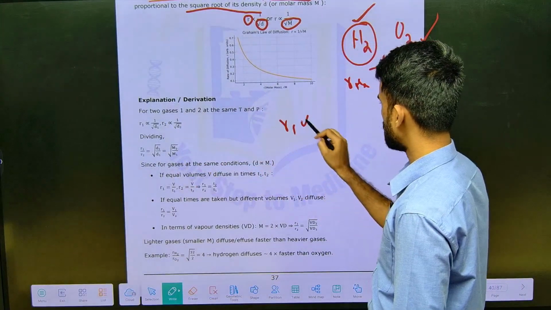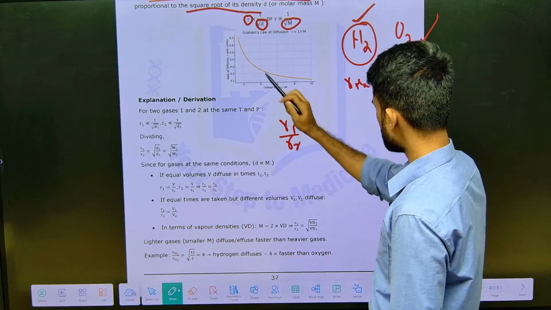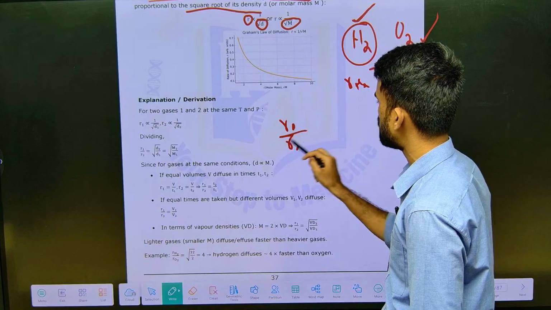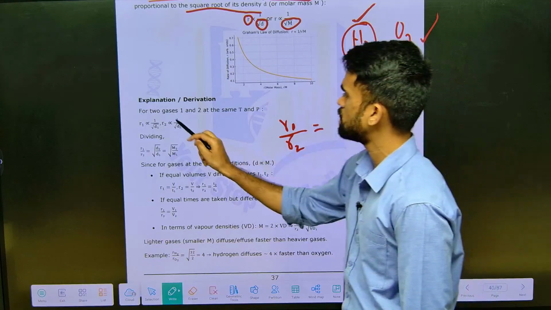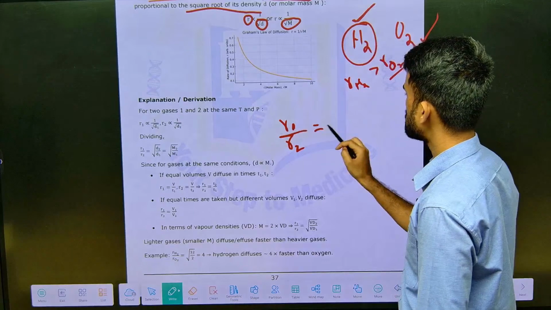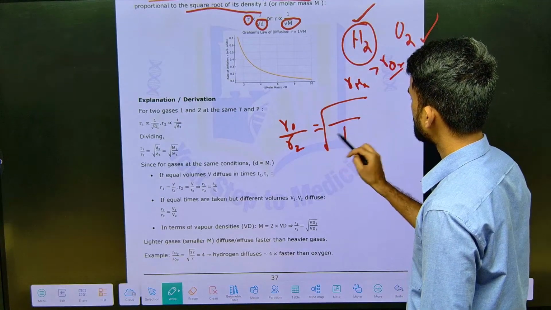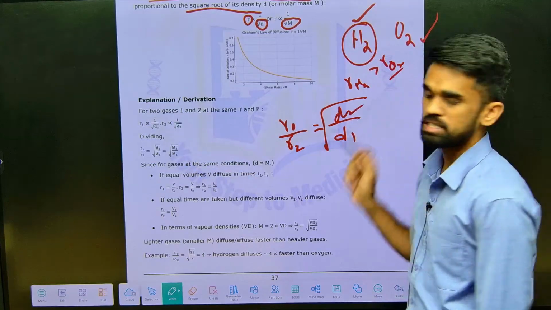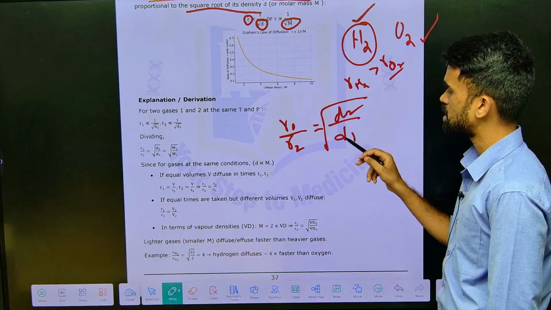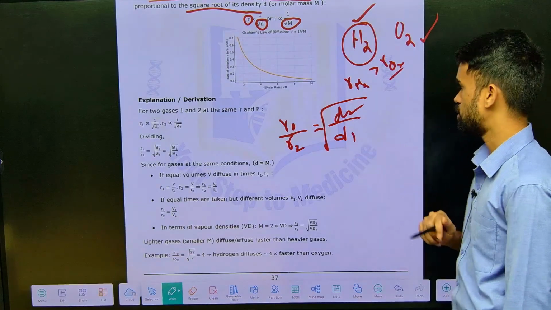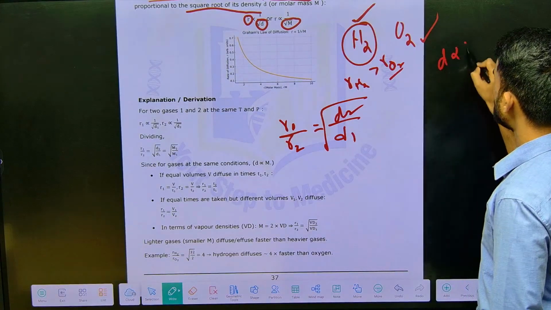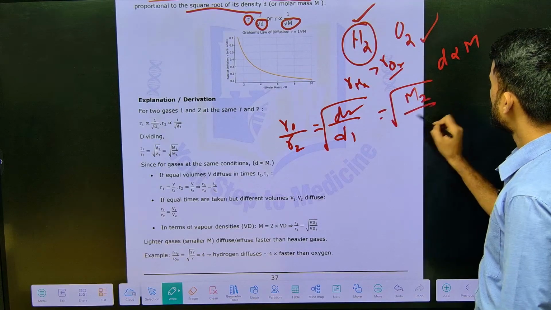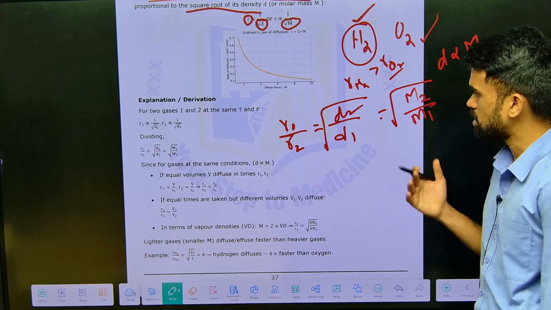So R1 by R2 is equal to, meaning the rate of diffusion of gas 1 by the rate of diffusion of gas 2, you just remove this proportionality. They are inversely proportional, so root over D1 is in the denominator because they are inversely related, and D2 is in the numerator. Density of gas 2 in the numerator, density of gas 1 in the denominator. Density is directly proportional to mass, so you can write this also as mass of gas 2 by mass of gas 1. Like this also we can compare.